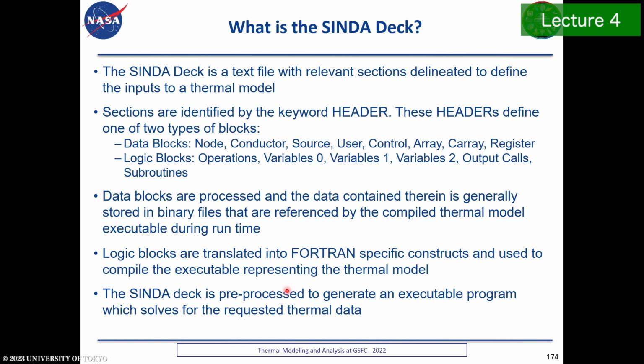The data blocks are all processed, and the data that's contained therein is stored in binary files. Those binary files are then referenced when Cinda runs. The logic blocks are translated into Fortran, and that Fortran is then compiled together with the libraries of all the Cinda subroutines and goes through and executes the model. So it starts off in operations. That's where everything's going to begin. It'll load up all of the information for initial temperatures, capacitances, conductances, and then follow the instructions from operations until it reaches the end of the program. So again, once it's all pre-processed, it generates an executable program, which then solves for the thermal data.